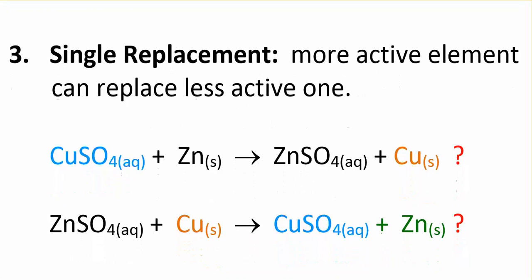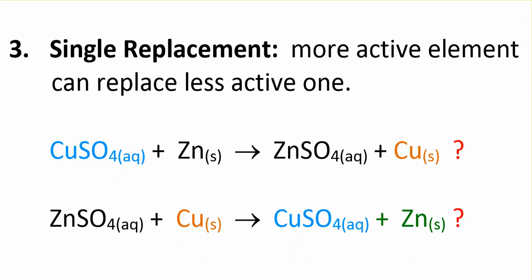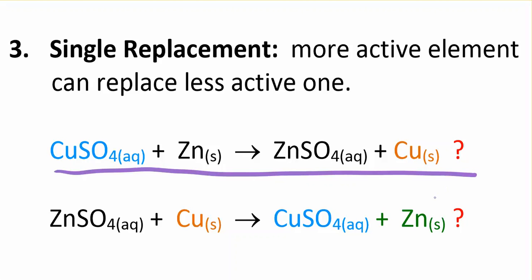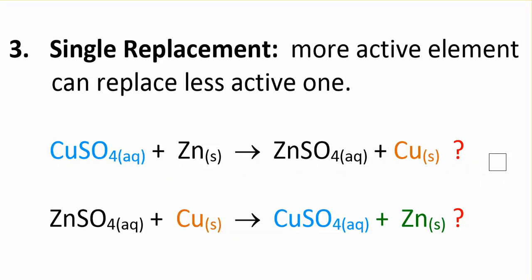Our next reaction type is the single replacement reaction. In this type, a more active element can replace a less active one. Let's just look at this top reaction. What element is replacing what element? Zinc is replacing copper. So copper starts off in the compound, and zinc takes its place and displaces it, so the copper's off by itself. So zinc is replacing copper in the first one, and in the second one it's the other way around.